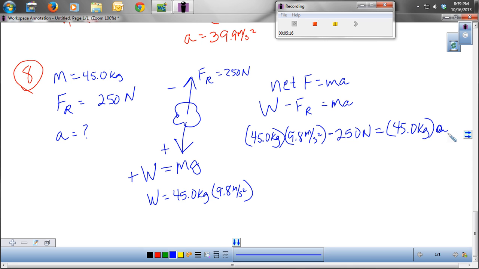Alright, so when I did that math, I got my acceleration to be a positive 4.24 meters per second squared, which means it's accelerating toward the Earth, but not at the rate of gravity because there's some resisting force, so that's the acceleration.